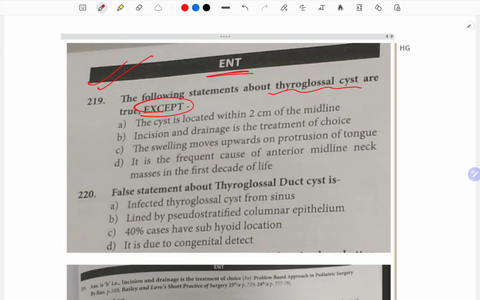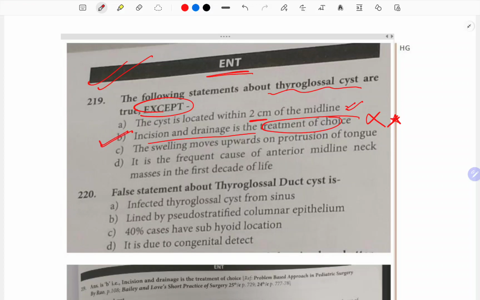So they are asking the wrong statement. The cyst is located within 2 cm of the midline. Yes, this is a right statement. The incision and drainage is a treatment of choice. I just now told you complete removal with the removal of the tract and the body of the hyoid bone is the treatment of choice, which is known as Sistrunk's operation.